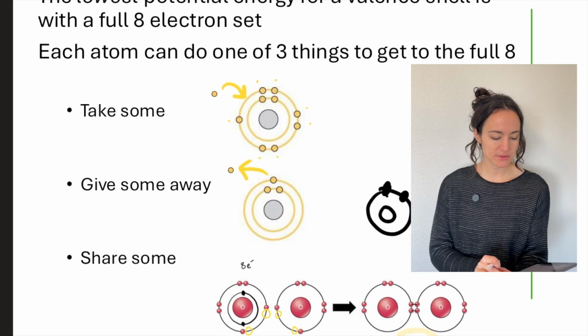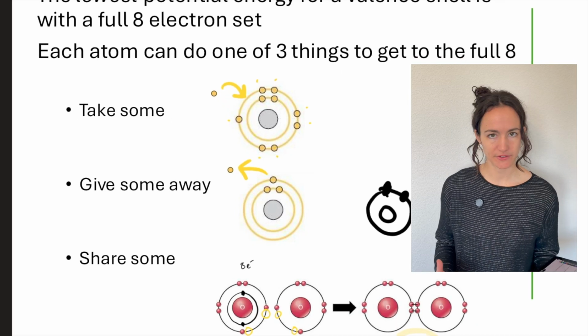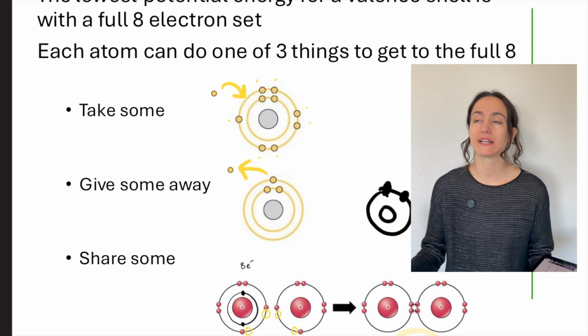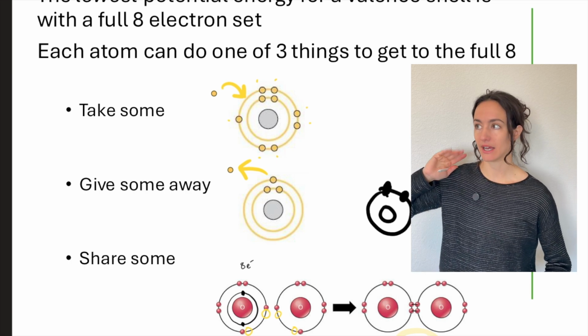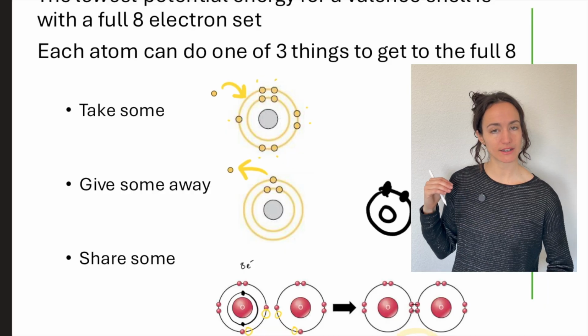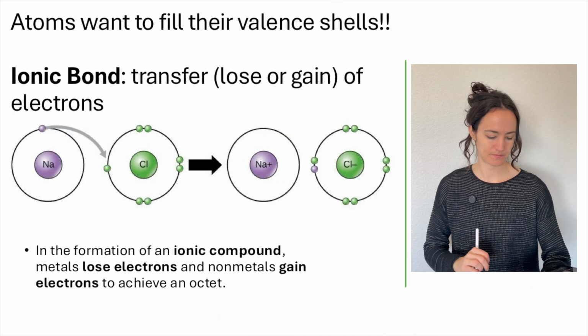of electrons. So in summary, atoms want to fill their valence shells. This is what explains reactivity in a lot of chemistry and chemical reactions. We can do that by giving away electrons, taking electrons, or sharing them.